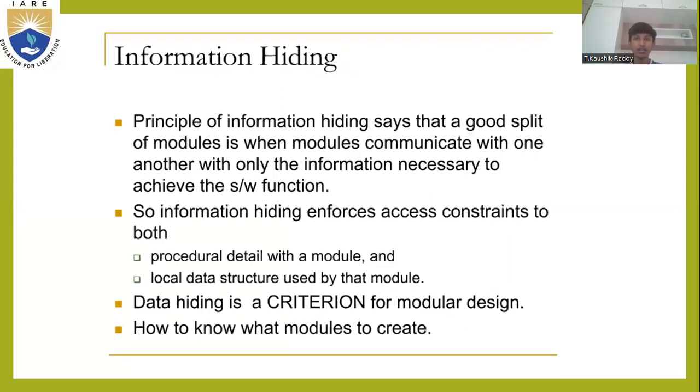So, information hiding. The principle of information hiding says that a good split of modules is when modules communicate with one another with only the information necessary to achieve the software design function. Information hiding enforces access constraints to both procedural detail within the module and local data structure used by that module. Data hiding is a criteria for modular design: how to know what modules to create.